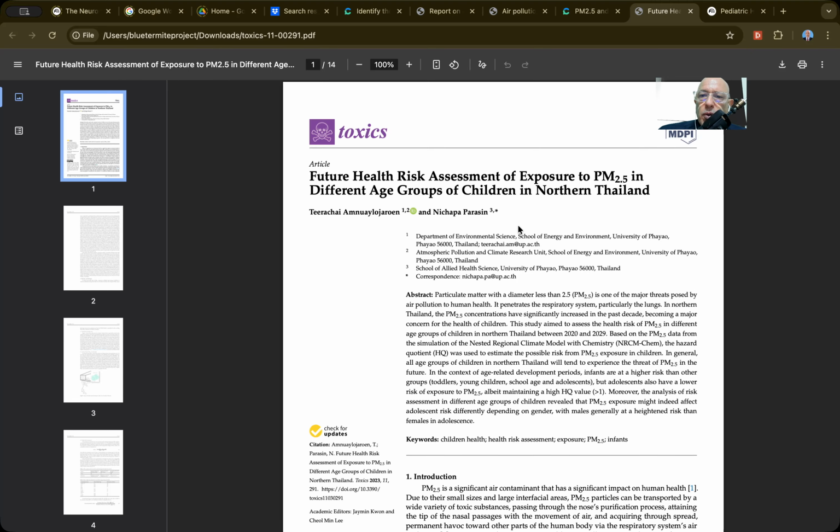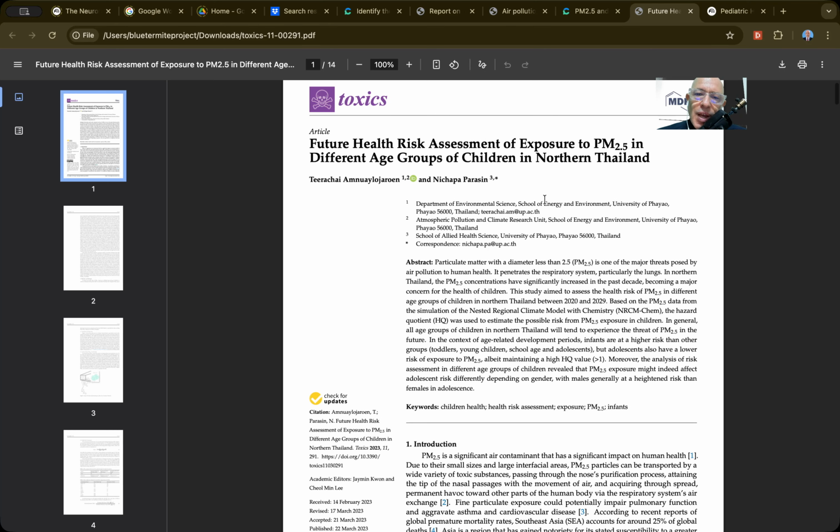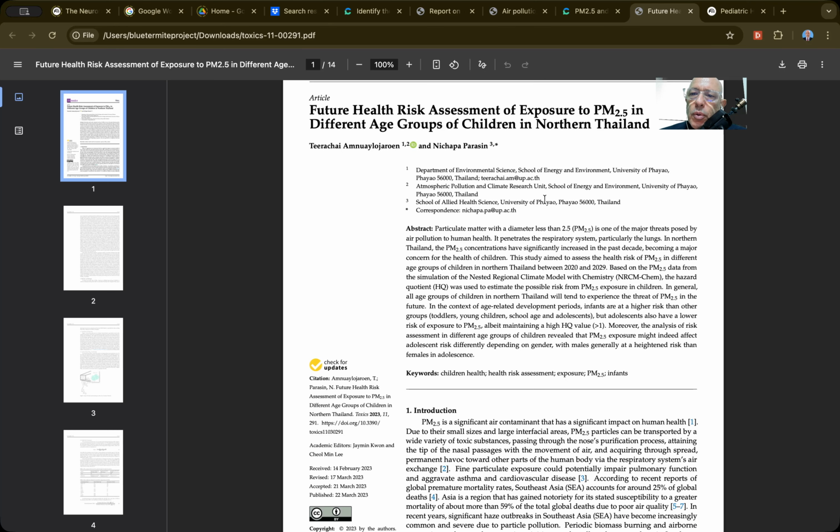Here's another paper that it located in relation to this issue in Thailand. Future health risk assessment of exposure to PM 2.5 in different age groups of children in northern Thailand. And this would be Payao, Department of Environmental Science. Yeah, it's all northern Thailand. Keywords right there.